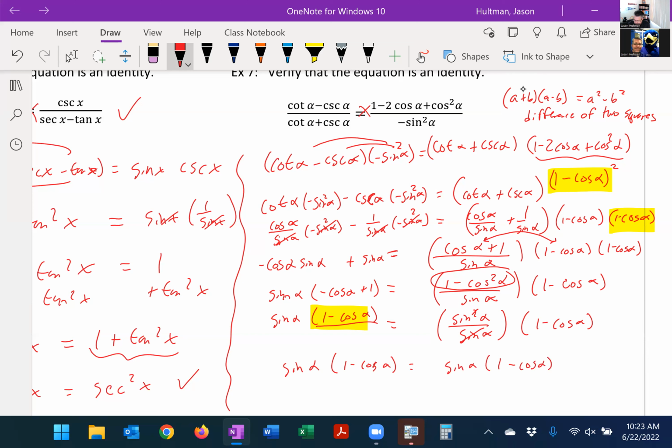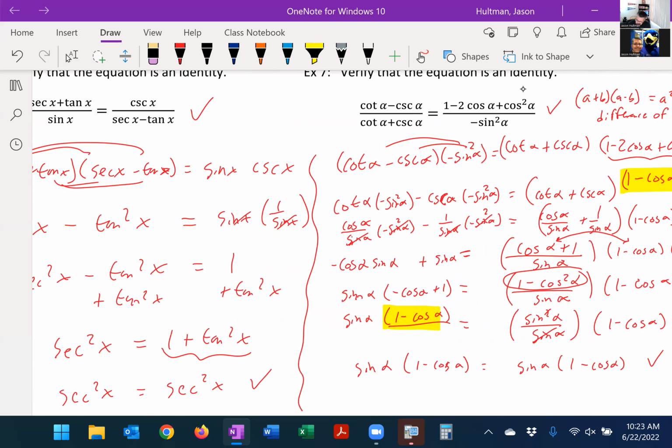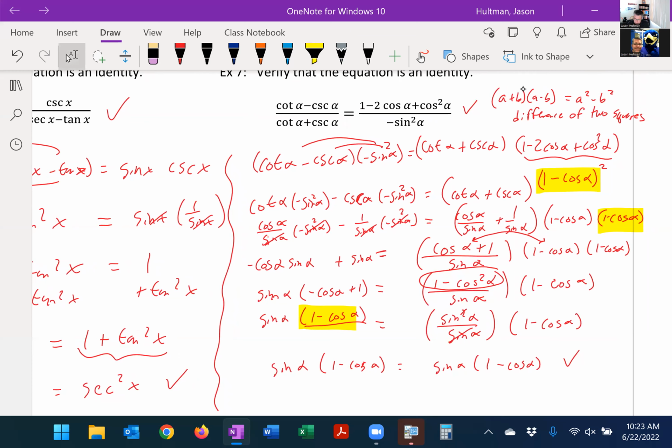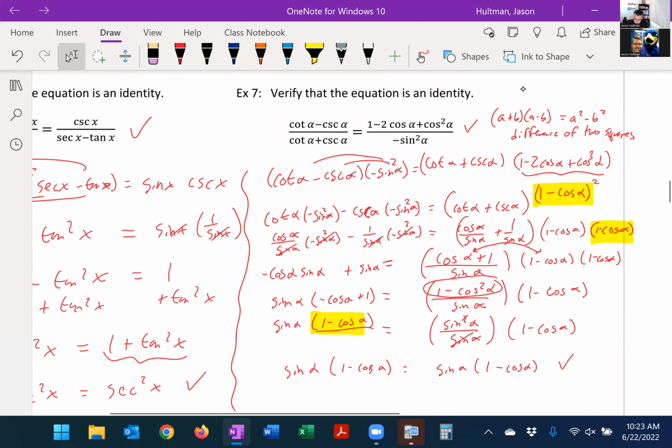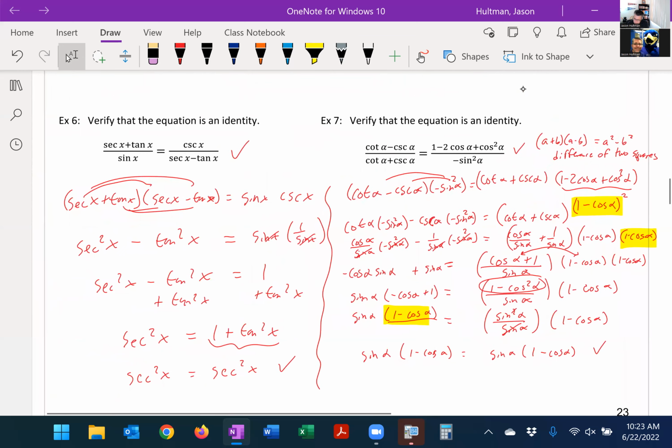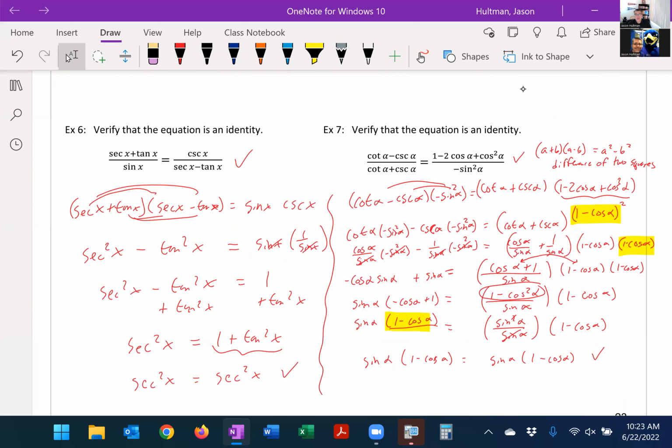And so since we get the left side equal to the right side, that checks, and so we know our initial identity checks as well. Okay, that's 5.2. I will see you in the next section.